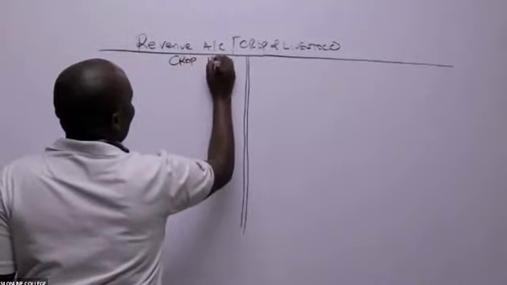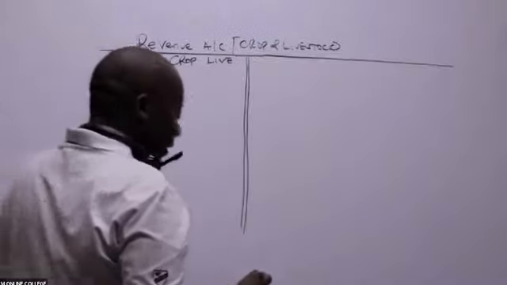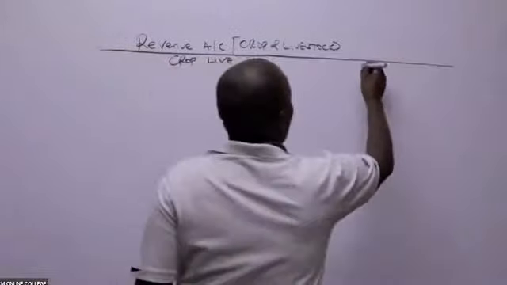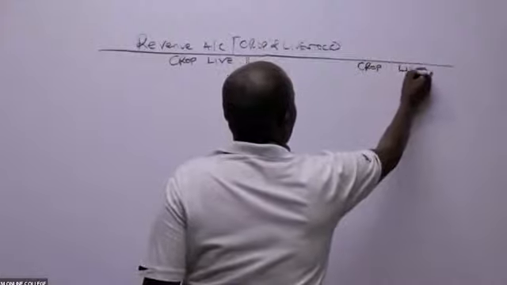And allow me to just use live for livestock. This is the debit side. They want us to do this in a columnar form. So also on this side, I'll have crop and livestock.